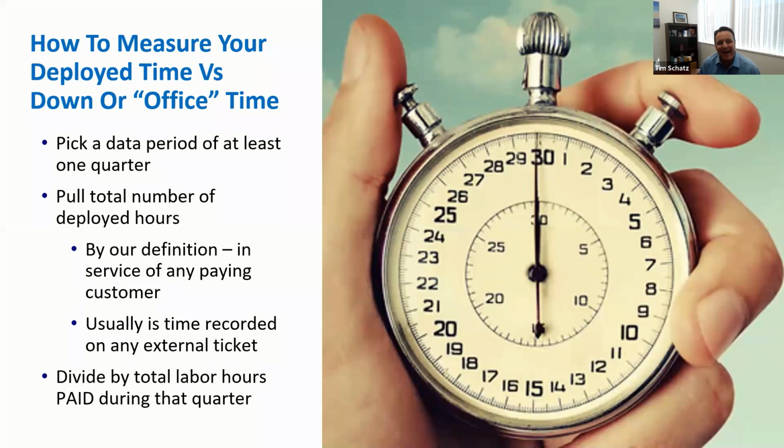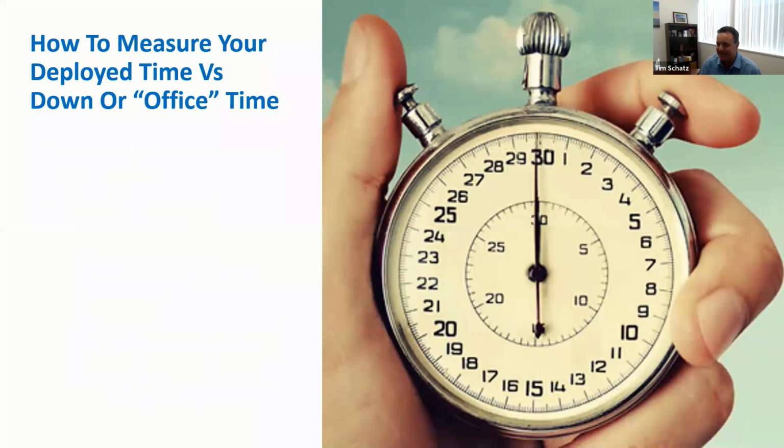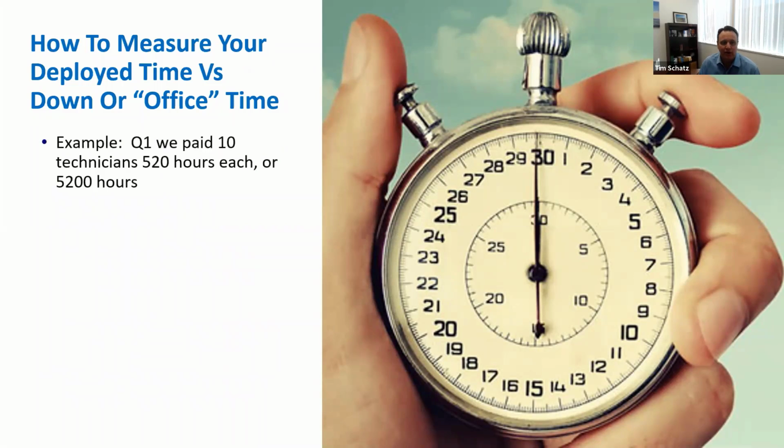And then you divide that by the total number of hours paid to those same technicians during that quarter or half year or whatever you're measuring. So here's a quick example of how that would work. In Q1, I paid 10 technicians 520 hours, about 170 hours a month or so. I paid 520 hours to each employee, and I had 10 of those employees, so I had 5,200 hours that I paid. That's a fixed number. We didn't pull it out of thin air. That's the number of hours we paid people.